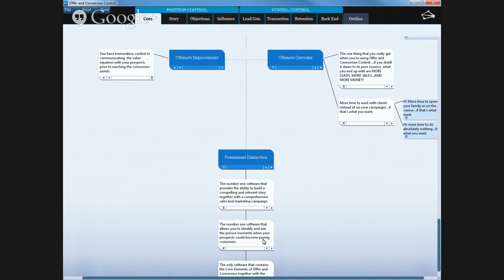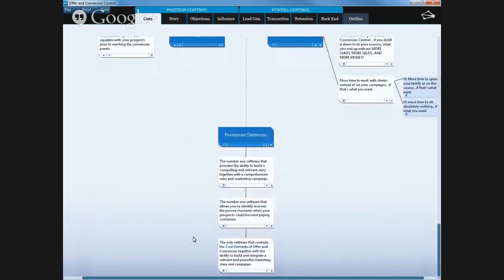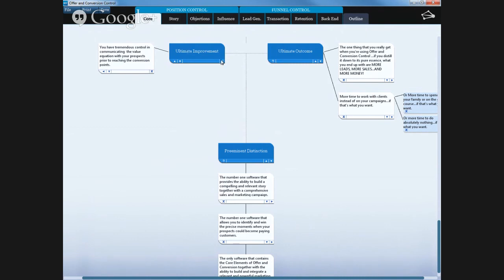But last but not least, our preeminent distinction: the #1 software that provides the ability to build a compelling and relevant story together with a comprehensive sales and marketing campaign. The #1 software that allows you to identify and win the precise moments when your prospects could become paying customers. And the only software that contains the core elements of offer and conversion together with the ability to build and integrate a relevant and powerful marketing story and campaign. So those were just some brainstorms that we had along these core elements.